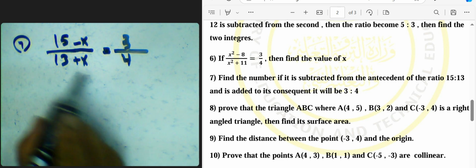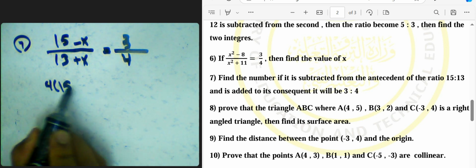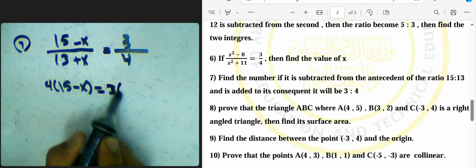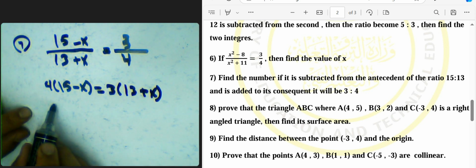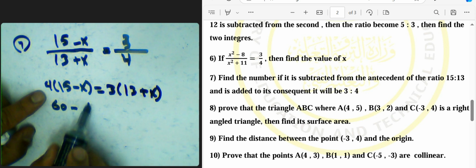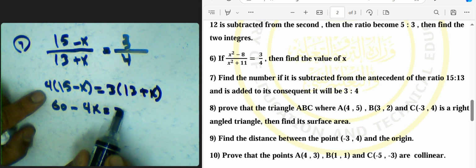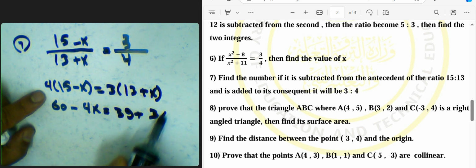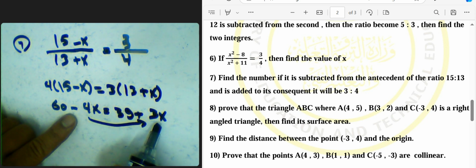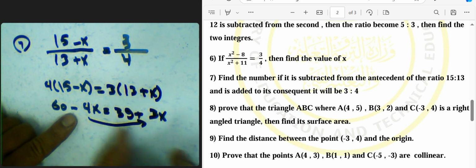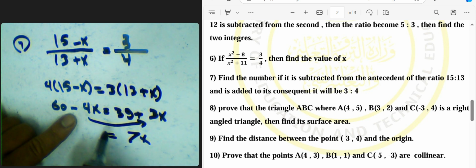So you can use the product here. 4 times (15 subtract x) equals 3 times (13 plus x). 4 times 15 equals 60 subtract 4 times x will be 4x. 3 times 13 will be 39 and 3 times x equals 3x. And then negative 4x is moved here as positive. 4x plus 3x will be 7x.